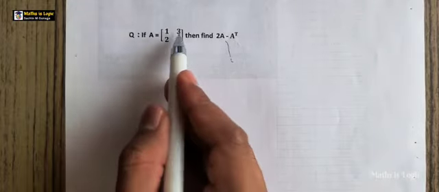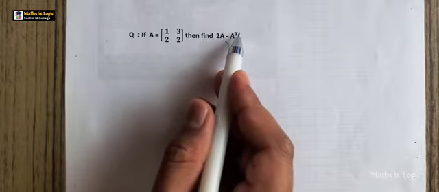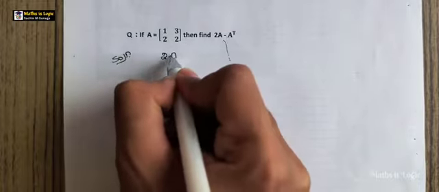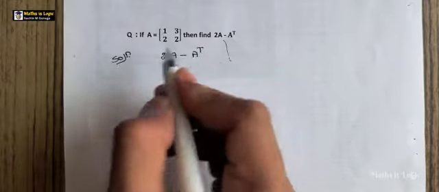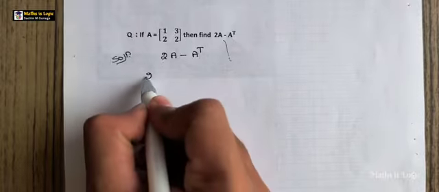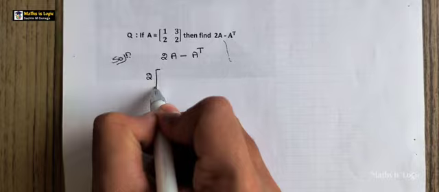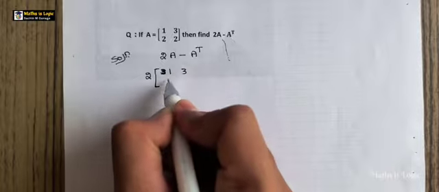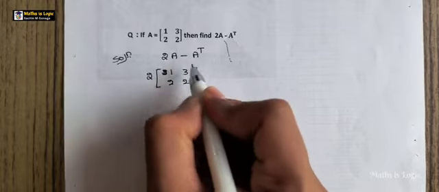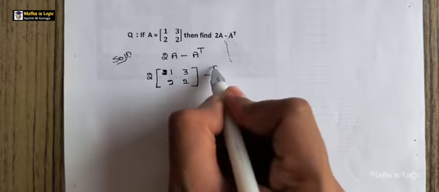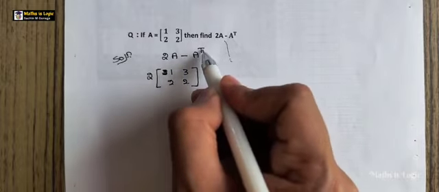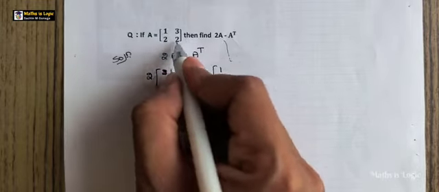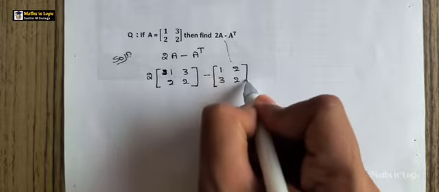Next, A is equal to [1 3; 2 2], find 2A minus A transpose. So first note down 2A minus A transpose. First here 2 is there, mention that 2. Next the A matrix. What is that A matrix? [1 3; 2 2]. Next minus sign, keep it as it is. Next clearly it is mentioned take the transpose of A. It means first row write it as the first column, second row write it as the second column.